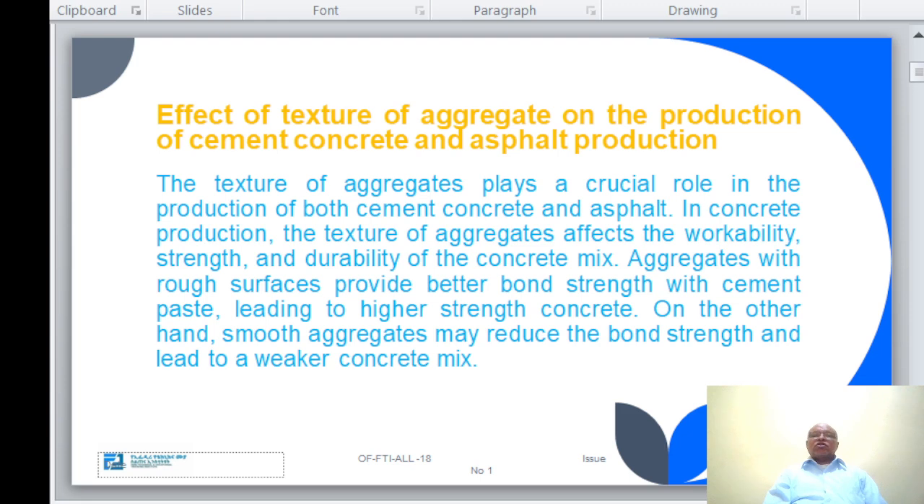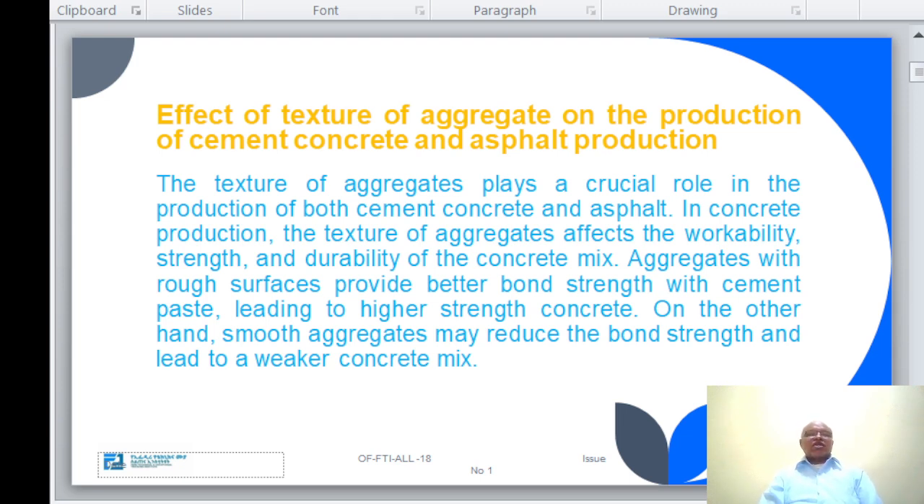In concrete production, the texture of aggregate plays a key role in determining the strength, durability, and workability of concrete. The shape, size, and surface texture of aggregate particles affect the bond between the aggregate and the cement. A smooth aggregate surface can result in reduced bond strength between the aggregate and the cement paste, leading to lower compressive strength and durability of the concrete.